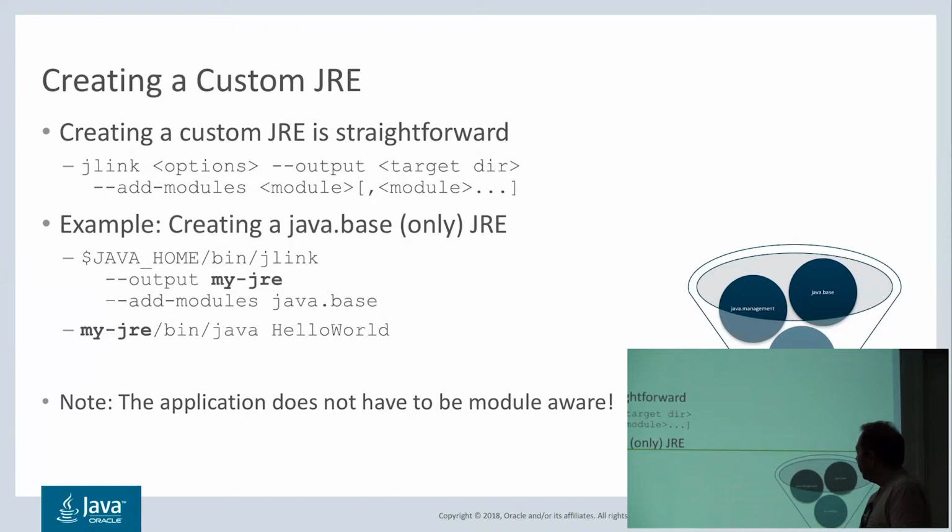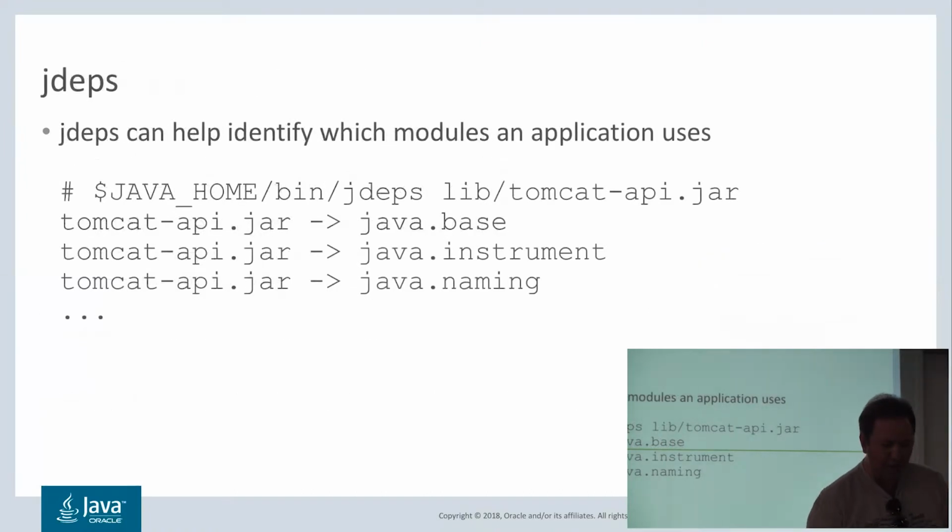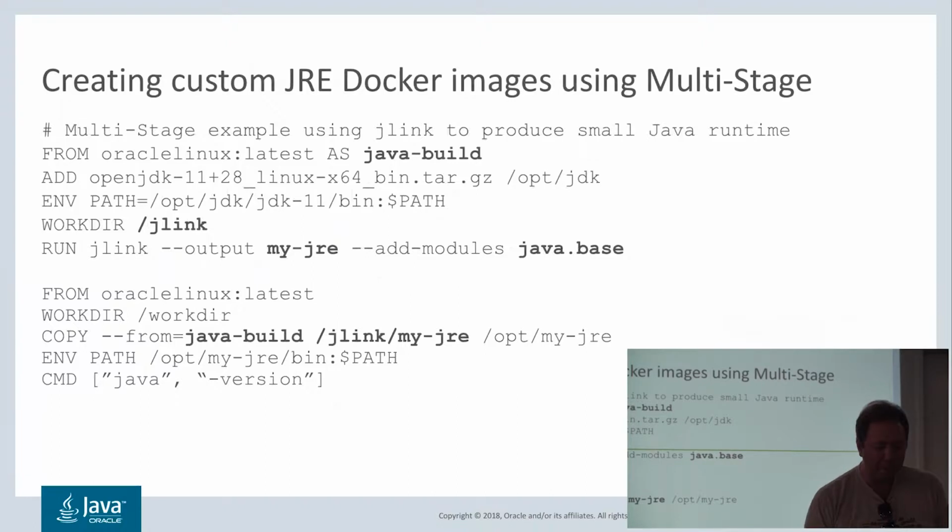So I showed you this. You can create your own JRE, and the application does not have to be modular. You can still run it. Here's an example of running jdeps on Tomcat. You get a few more packages, but the size is similar, let's say.